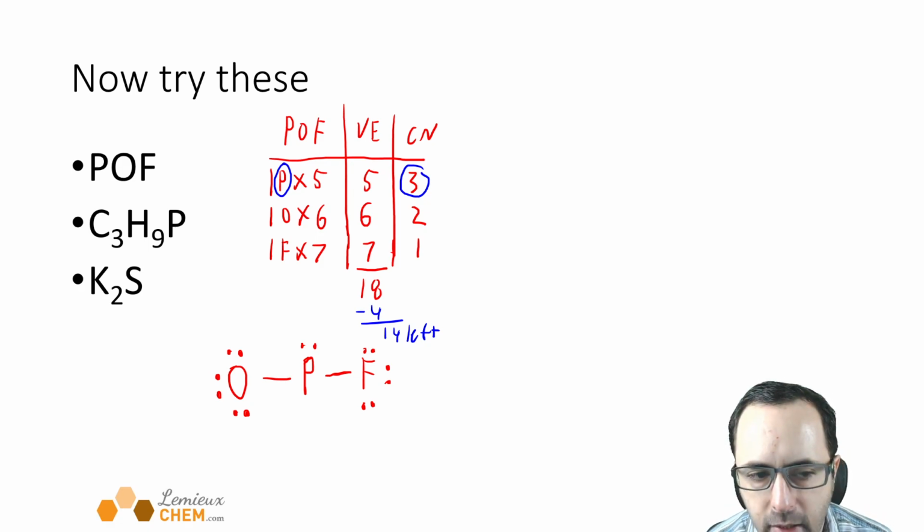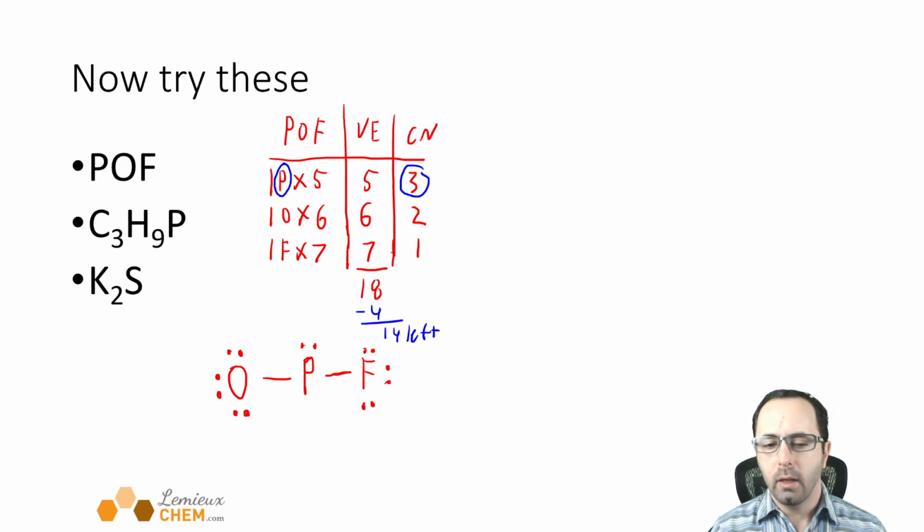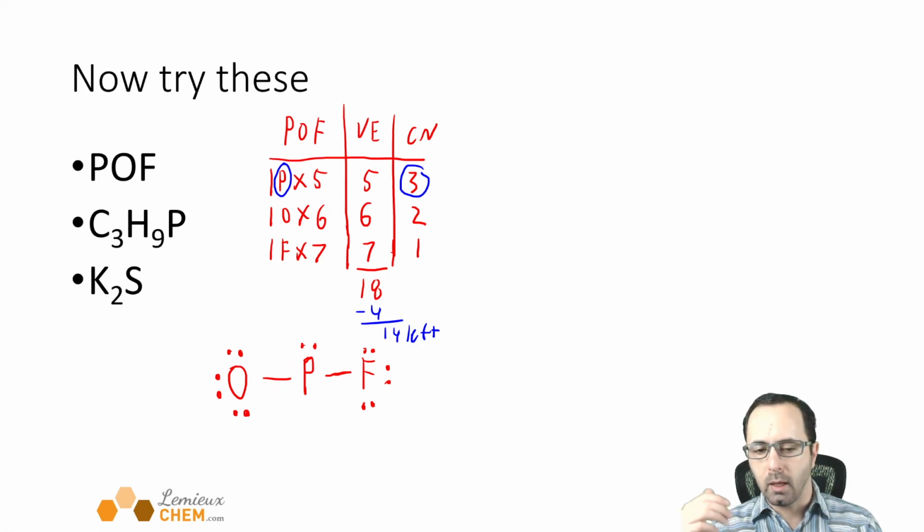But we do have an issue, and our issue is that the phosphorus does not have an octet. It only has 2, 4, 6 electrons around it. So that means we're going to have to make a double bond. And when we make the double bond and decide whether we're going to share oxygen's electrons or fluorine's electrons, we should look at the covalence number.